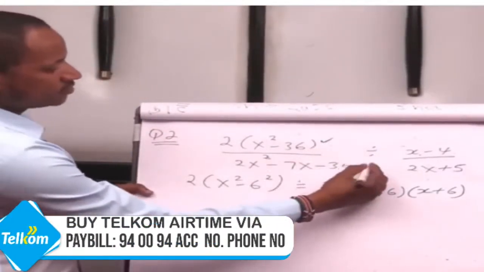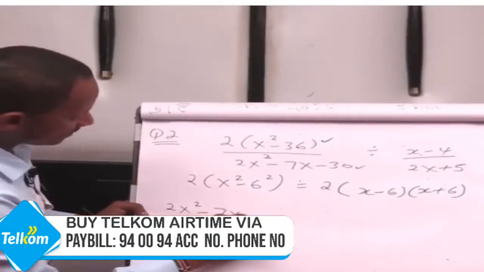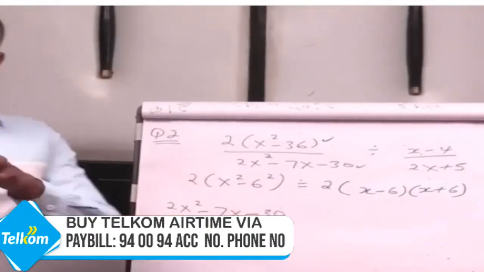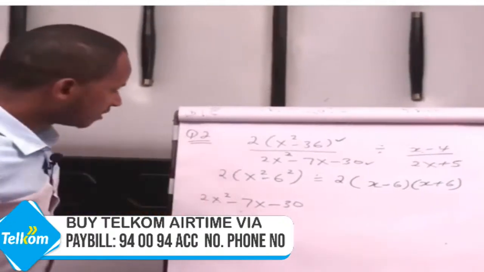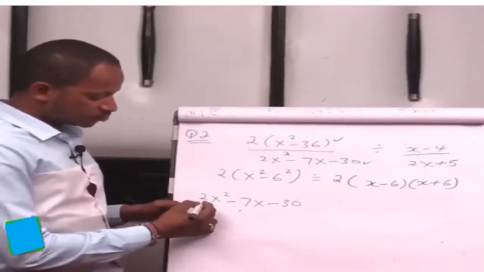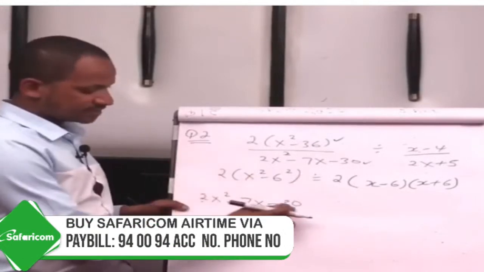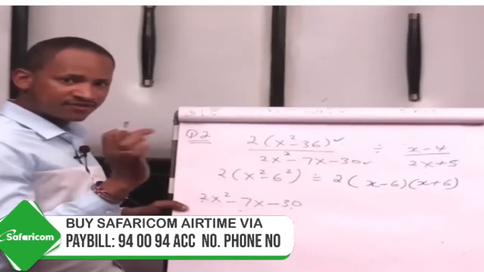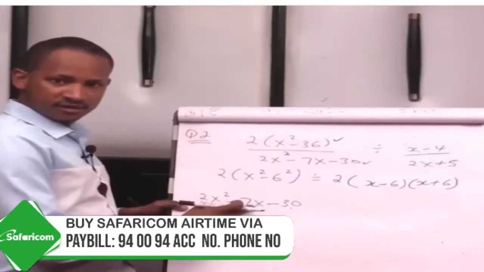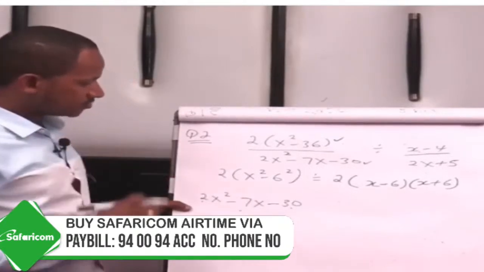The numerator is done; come to the denominator. The denominator here is 2x squared minus 7x minus 30. This is what we call a quadratic expression. So look for two numbers which, when you multiply them, give you 2 times 30, which is 60, and when you subtract them, give you negative 7. So what are these two numbers?